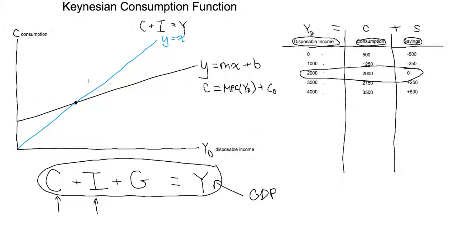In the previous video, I talked about how to use the Keynesian consumption function just with consumer spending. But because consumption is just one aspect of the GDP, we also need to include investment spending and government spending.